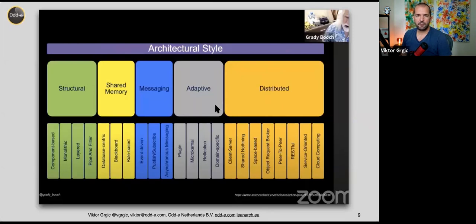And this is an overview. Just recently, Grady Booch gave a talk on Zoom, and he gave this overview of different architectural styles. So it's something to be very much aware of, and not to oversimplify the possibilities of different approaches. And those different approaches also have different perspectives, regarding structure, shared memory, messaging, adaptiveness, and distribution. So what kind of distribution you have.